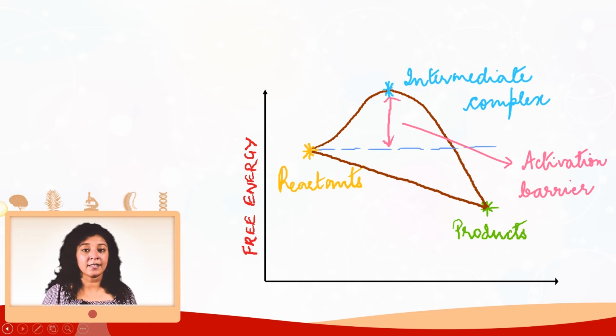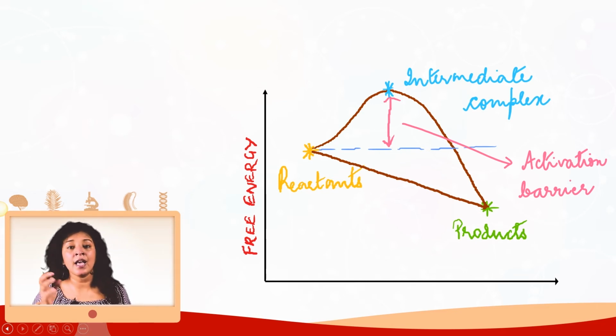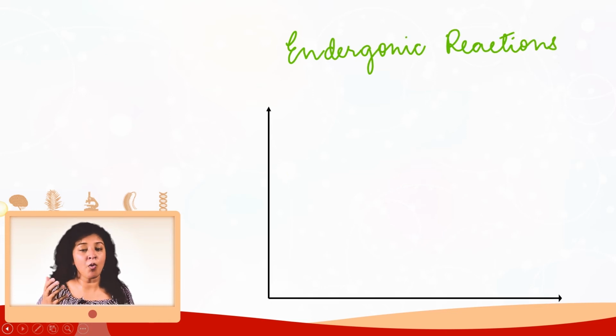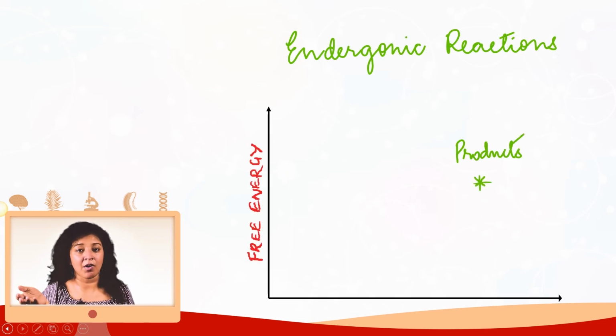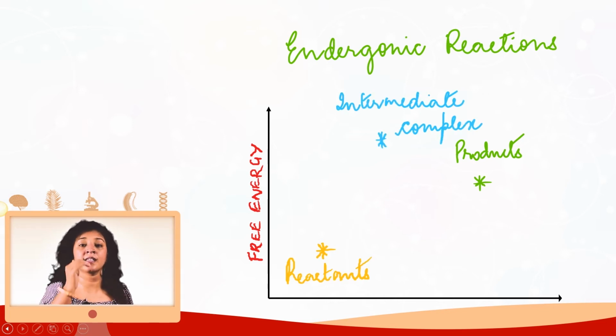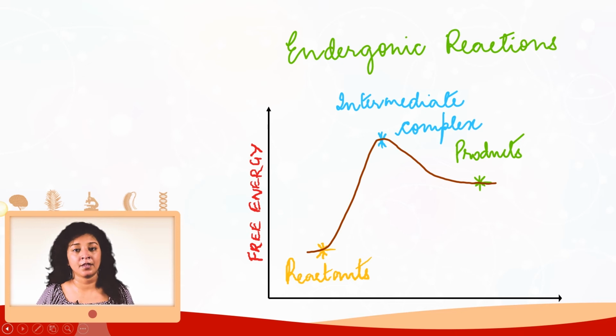And the breakdown of sugar has a huge activation barrier, which is why you do not see sugar burning up spontaneously on your shelves. Now, does every chemical reaction have such an activation barrier? Yes. Every single chemical reaction has an activation barrier. Even endergonic reactions would look more like this. The products have a higher free energy than the reactants, and the intermediate complex has even higher energy.